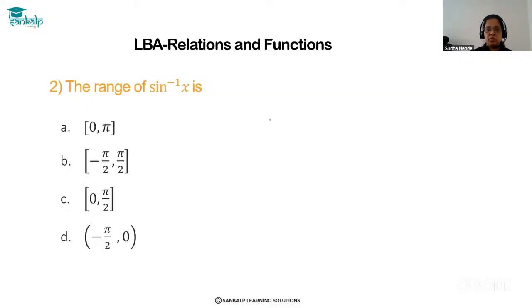So take sin x. We have to restrict the domain. From where to where? It is minus pi by 2 to pi by 2, and the range of sine of x is minus 1 to 1. To have a bijective function, we have to restrict the domain. Accordingly, we will get the range.